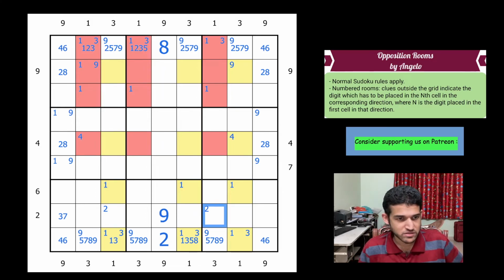And let's see what goes here. This is 1, 3, 5, 7, 9. 1 is ruled out. 3, 5, 7, 9. 9 is ruled out because I have a pair here. The 9 is not here. This is 3, 5, 7. That gives 6 here, here, or here.